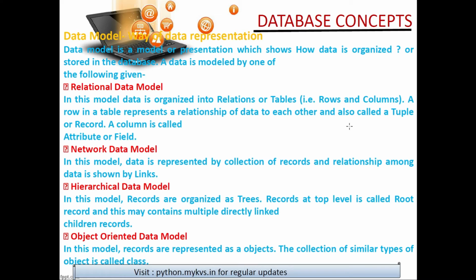Fine, that is the thing. And what is the object oriented data model? In this model, records are represented as objects. The collection of similar types of objects is called a class. So whenever we are writing a program, whether it is Python, Java, whatsoever, we are actually returning the entire record set into a particular object. And when we unfold the object, we retrieve all the data which has been returned by the database. This is called the object oriented data model.